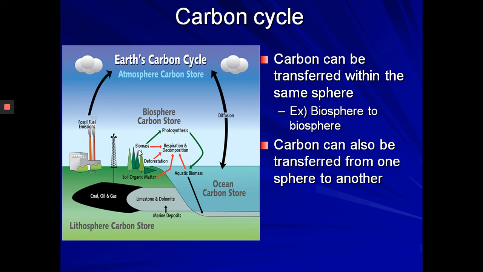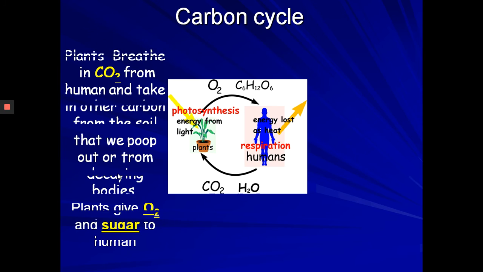Carbon can also be transferred from one sphere to another, such as atmosphere to hydrosphere. So, if there is any carbon dioxide floating in the air, and it reacts with water, we call that carbonic acid, and then it lands over the ocean or the river in the process of raining, right? That's how carbon transfers from atmosphere to hydrosphere.